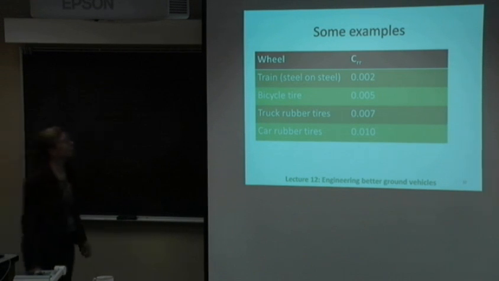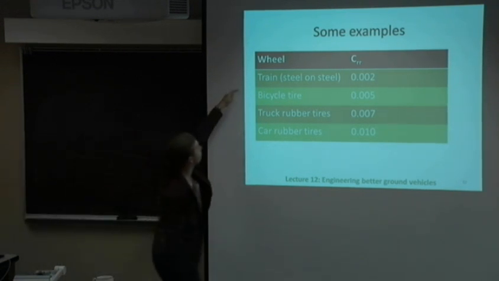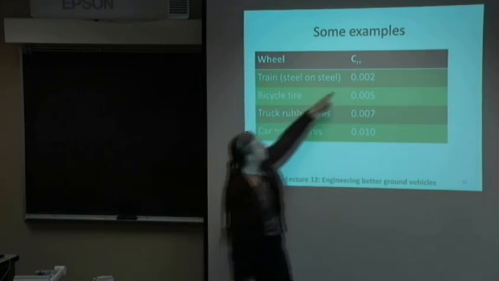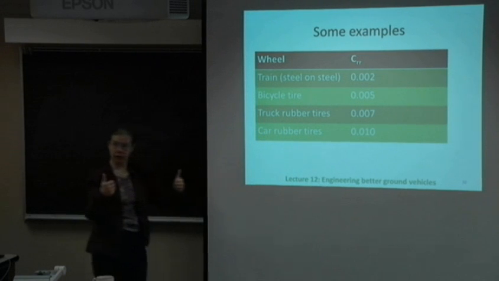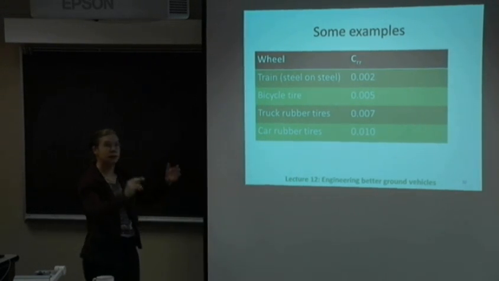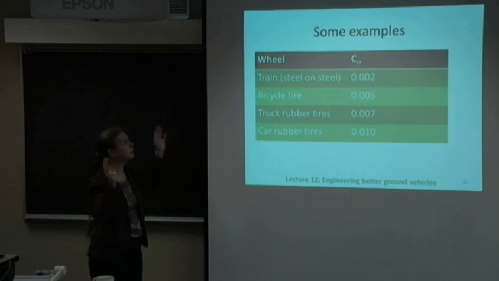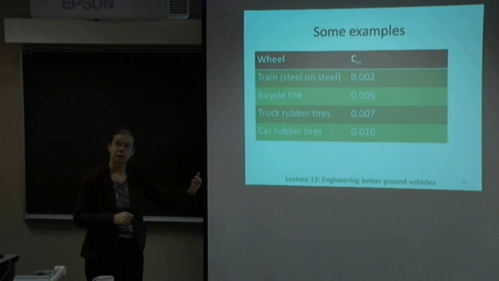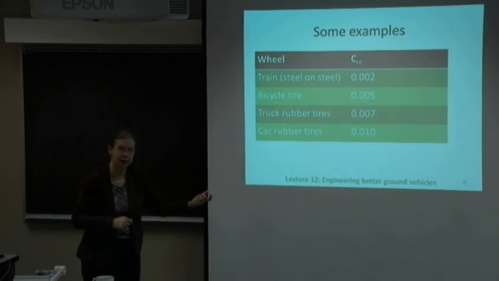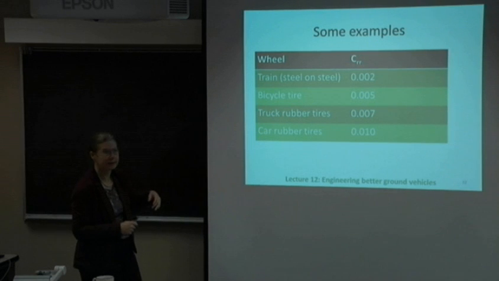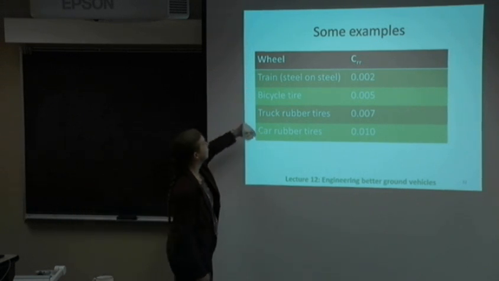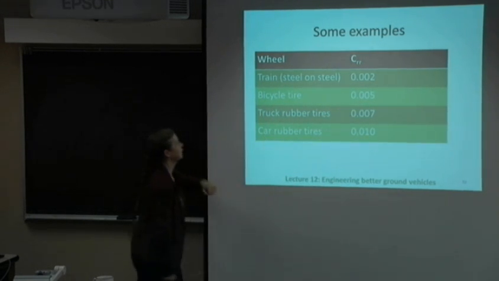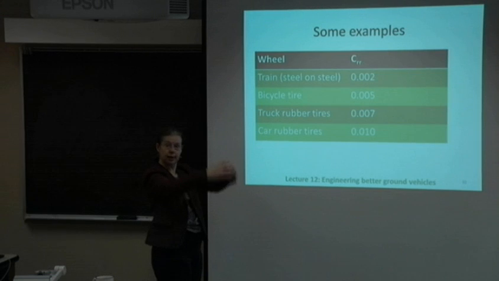So here's some examples of the rolling resistance of some real wheels. Whoa! Train wheels, steel, on a steel track, 0.002. Trains are good. Very little rolling resistance. You've heard, I think it's going to show up on your midterm or in homework, about some CSX train company that says they can move a ton of freight 500 miles on a gallon of gasoline, some ridiculous thing. This is a contributing factor. Bicycle tire has a little bit higher rolling resistance, doesn't have much of a contact patch. Contact patch is the area of the tire that's in contact with the road.